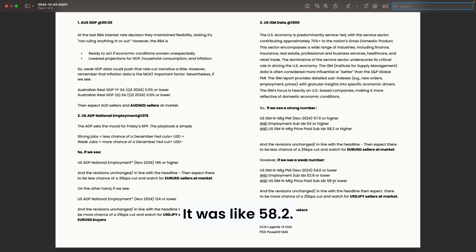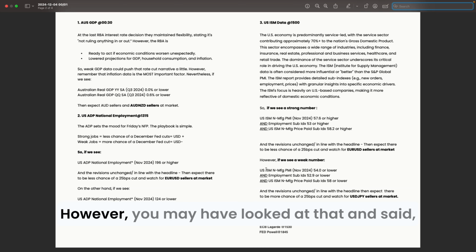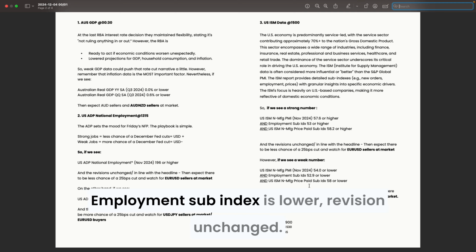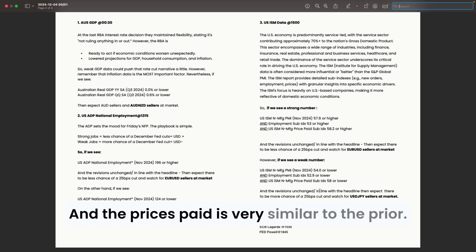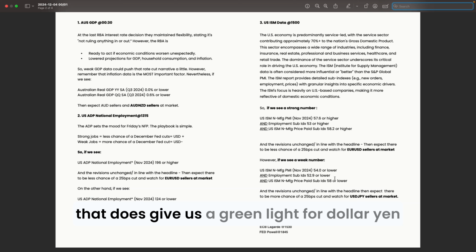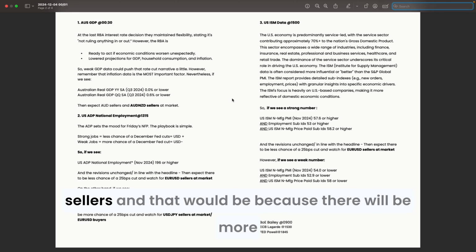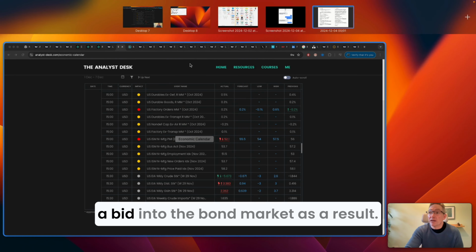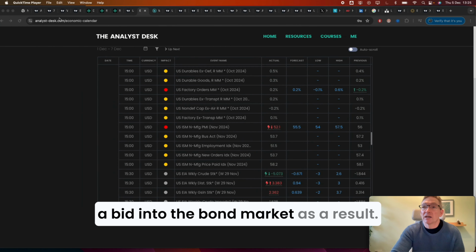It was like 58.2. However, you may have looked at that and said, okay, the headline is lower, the revisions are unchanged, employment sub-index is lower, revision unchanged, and the prices paid is very similar to the prior. So you might have looked at that and said, okay, that does give us a green light for dollar yen sellers, and that would be because there will be more chance of a 25 basis point cut, and that brought a bid into the bond market as a result.